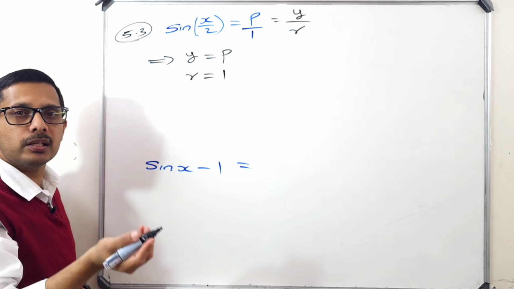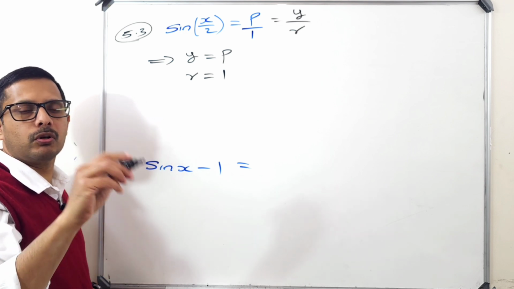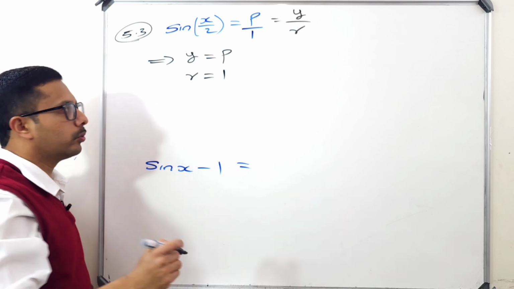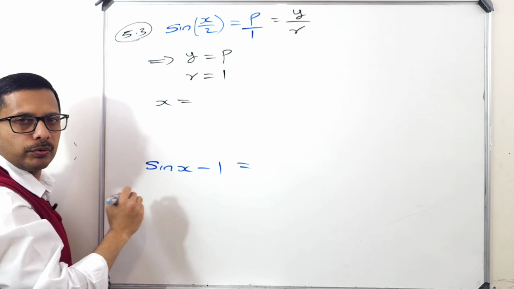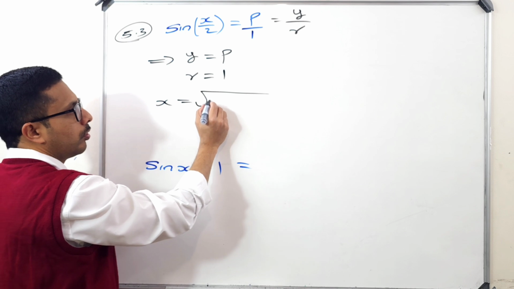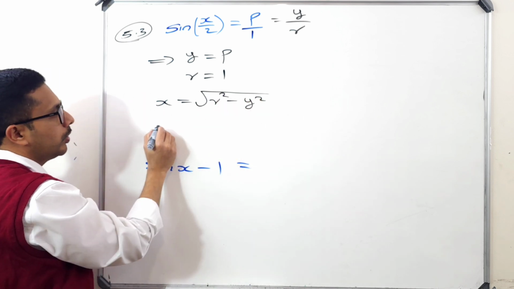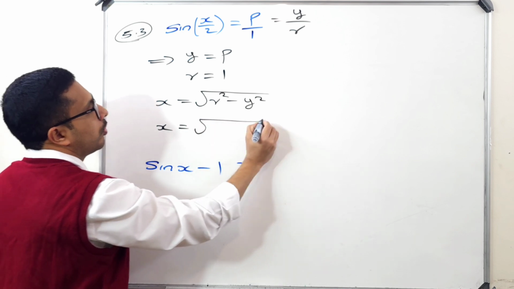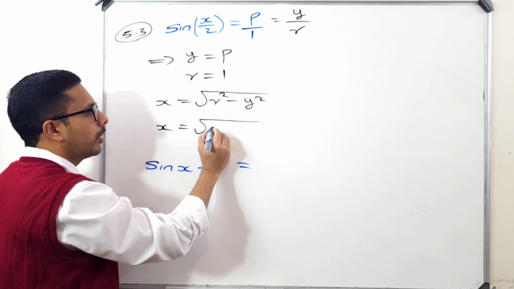So those who practice this one, they are going to write directly, the value of x is equal to square root of 1 minus p square. Okay, so those who didn't practice that much, listen once more. What is the formula to find the value of x? Using Pythagoras theorem, square root of r square minus y square. Am I right? Okay, so x is equal to square root of r, which is 1 square. Okay, let me write once more.